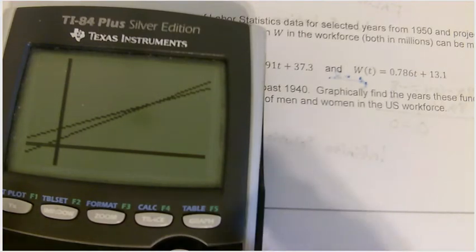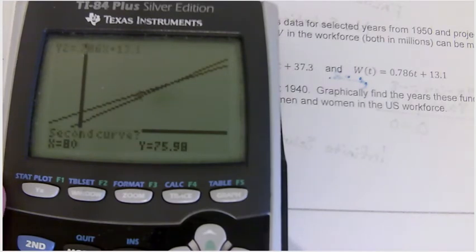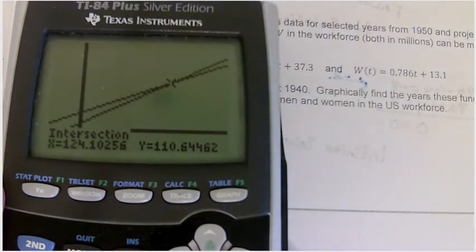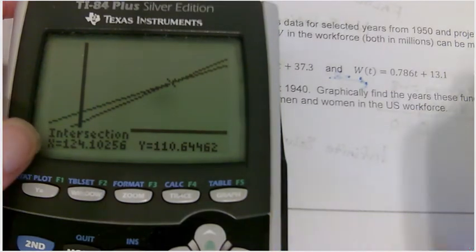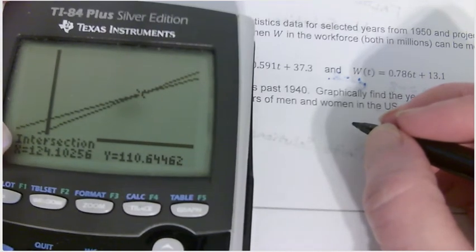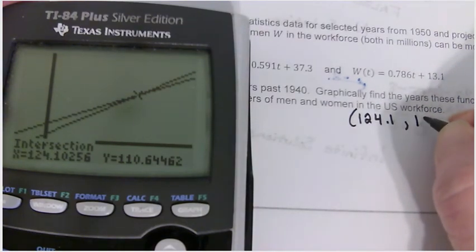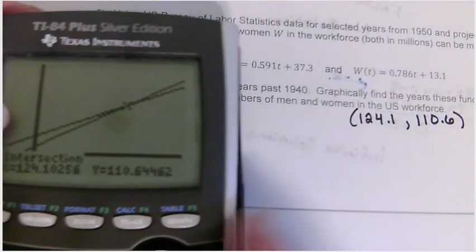We do. So remember, we're going to do second calc, intersect, enter, enter. I don't really need to guess. It gives me the intersection. Now, what does this mean as far as our values? So the X is like our T, that's our time. So let's write it down. It's 124.1, comma, 110.6.